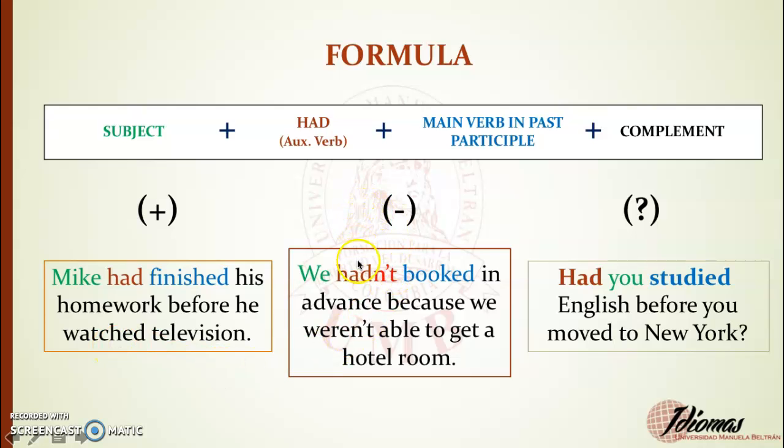If it is negative, we are going to make it negative with the auxiliary. We hadn't booked in advance because we weren't able to get to the hotel room. And if it is a question, what we need to do is use the auxiliary at the beginning, like we modify the order. Had you studied English before you moved to New York? You see? This is the grammar.